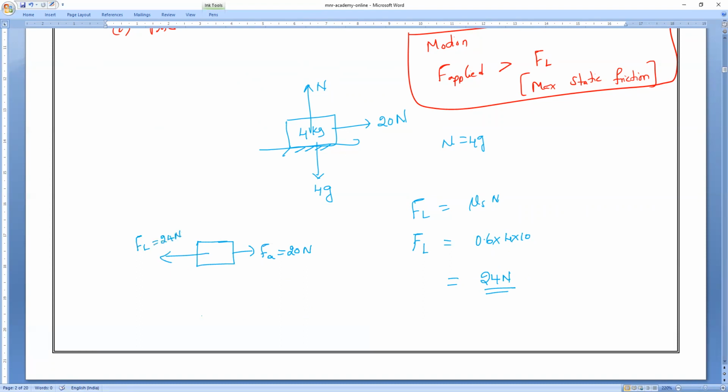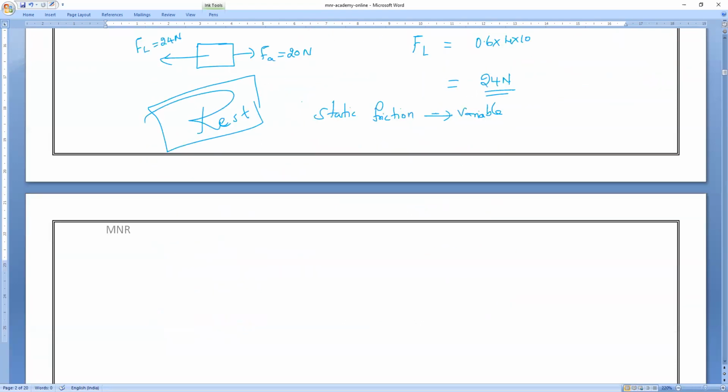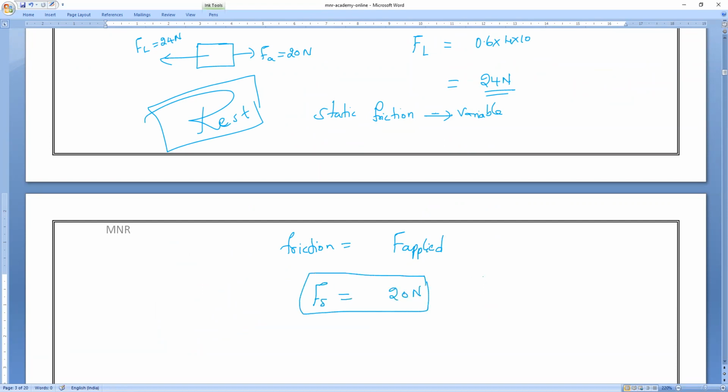So now, is the body said to be in a state of rest or a state of motion? State of rest. Static friction, we all know, is it fixed or variable? All of you, static friction is variable. So if F applied is less than F limiting, or F limiting is greater than F applied, then the static friction is equal to what? F applied, 20 newtons. So how much is the static friction? All of you, 20 newtons. That is what you should understand.